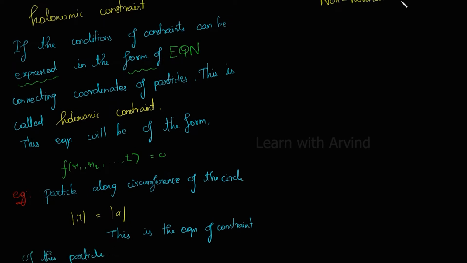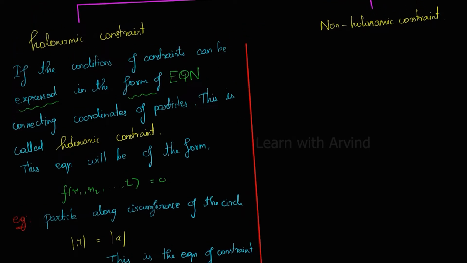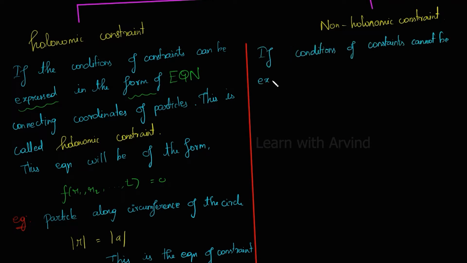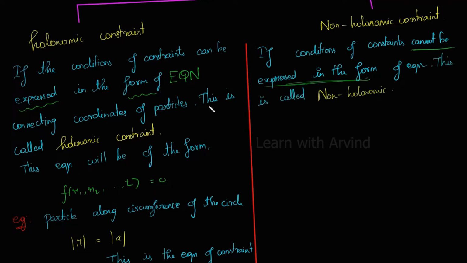Now we will be discussing non-holonomic constraint. If the conditions of a constraint cannot be expressed in the form of equations, this is what we mean by non-holonomic constraint. Now let's get a basic idea of what an equation is. If you have an algebraic expression and you equate it to 0, then this is said to be an equation.